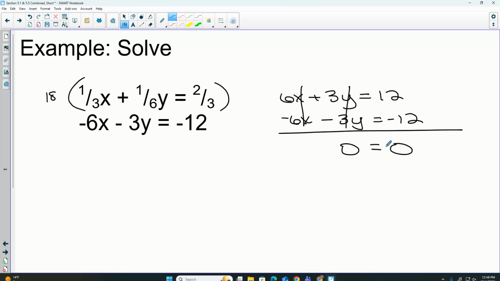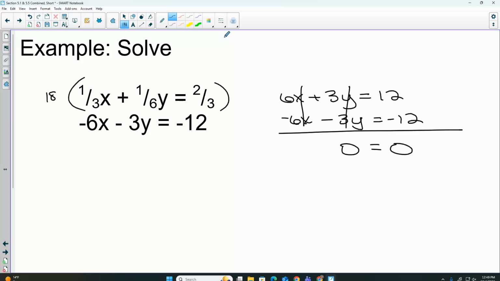Now this is probably the one piece that's a little bit different. In the past, you probably just wrote infinite solutions and went on. But we're not trying to say that every single ordered pair works, right? It's only the ordered pairs that fall on the line. So there are infinite solutions, but it's only the ones on the line. So we are going to be asked to describe those a little bit more.